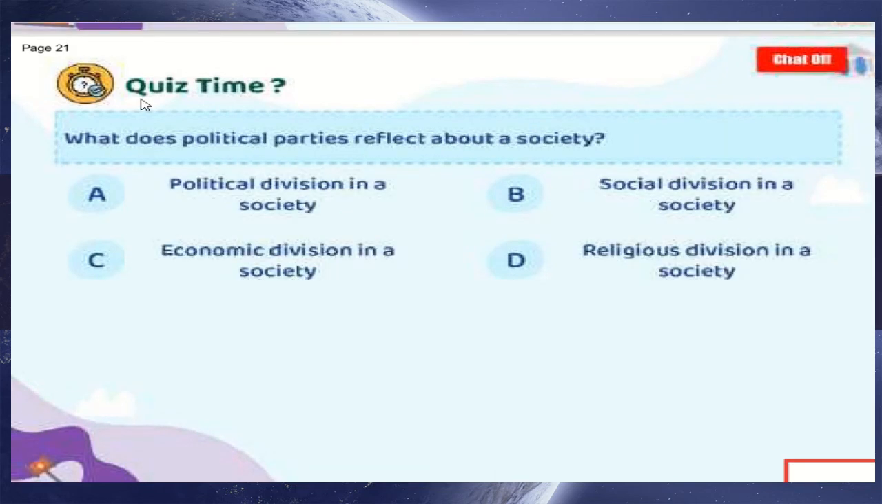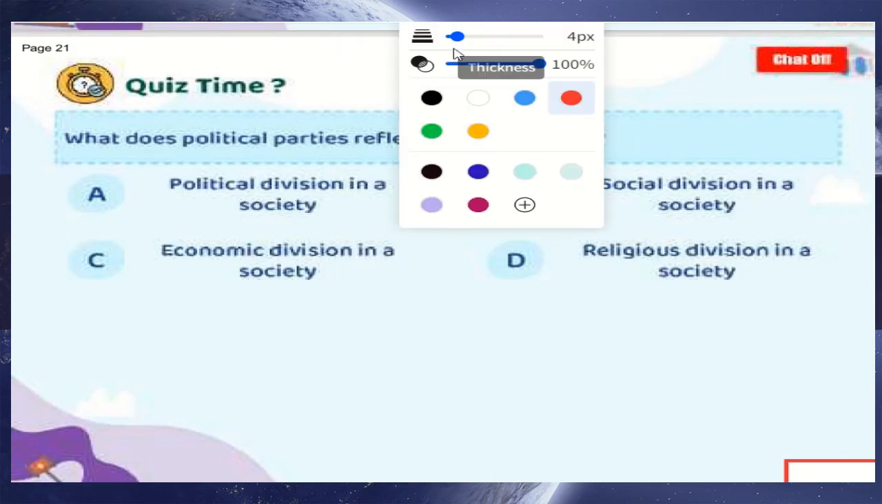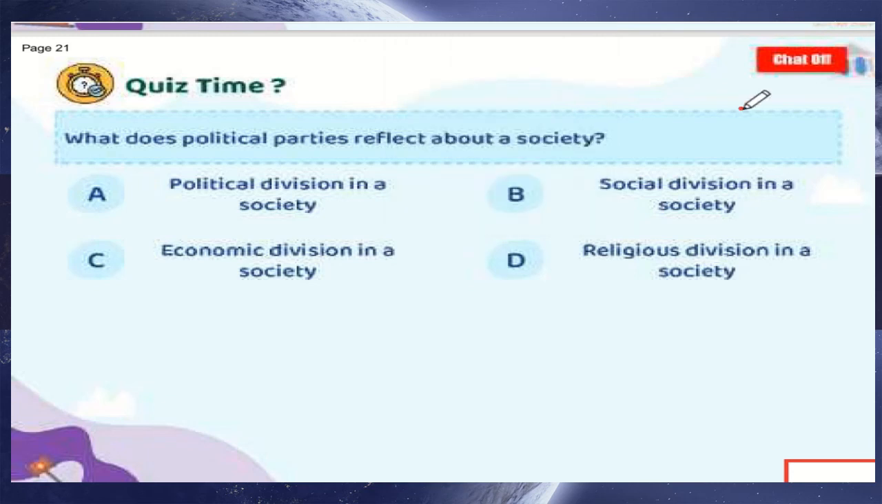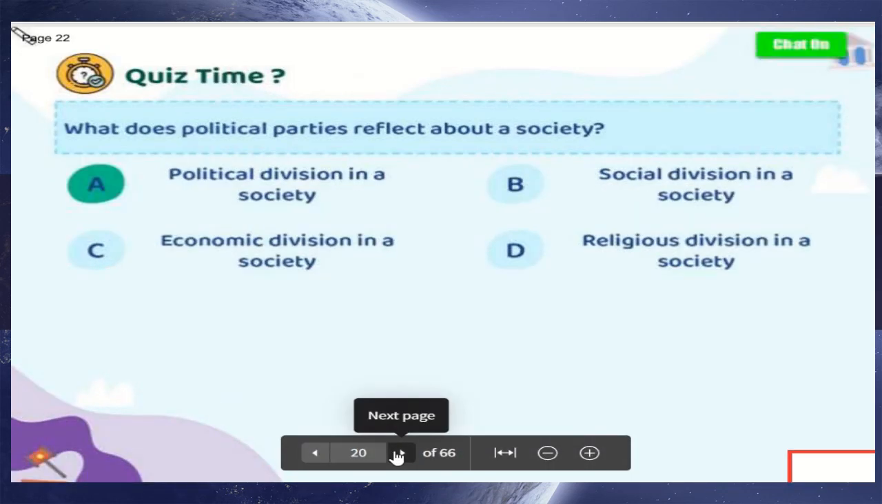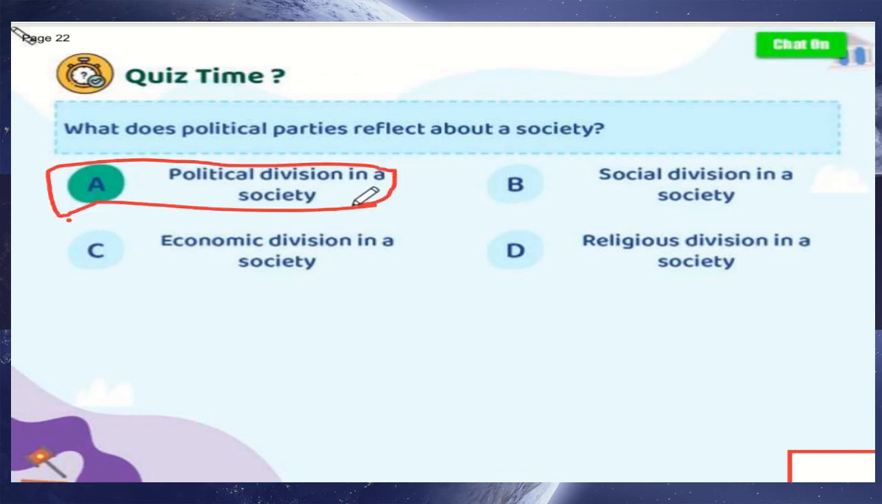Okay. What does political parties reflect about a society? Is it political division in a society, social division in a society, economic division in a society, or regional division in the society? So our correct answer is political division in society, okay?